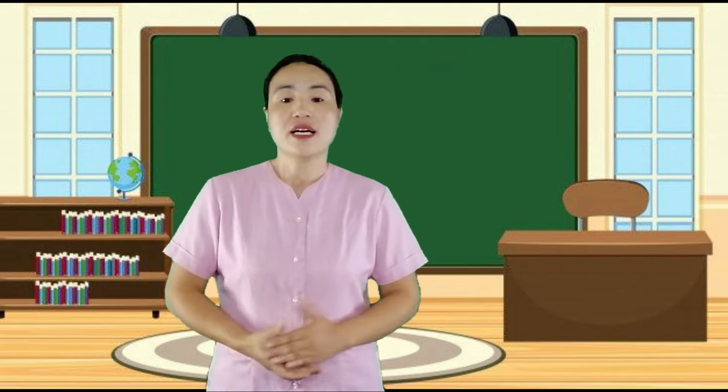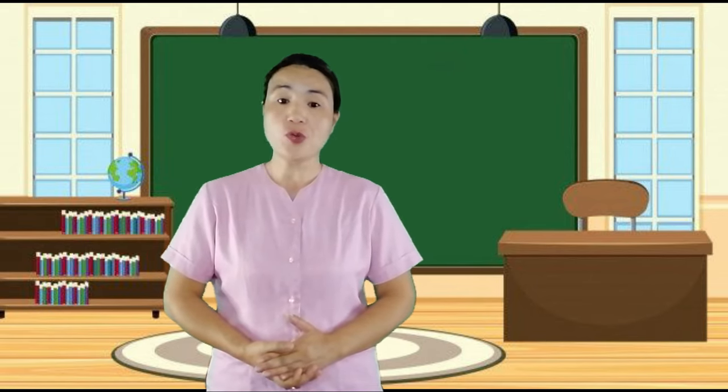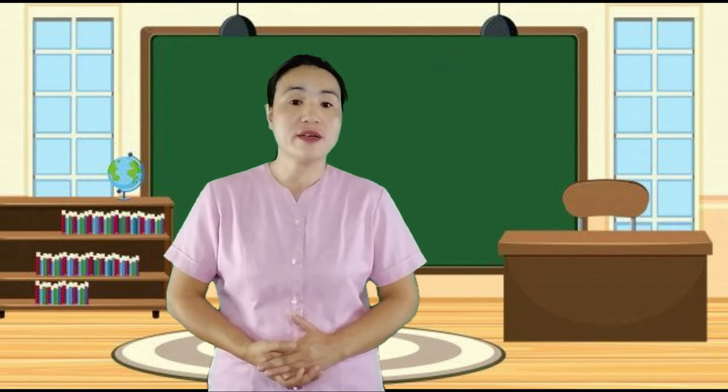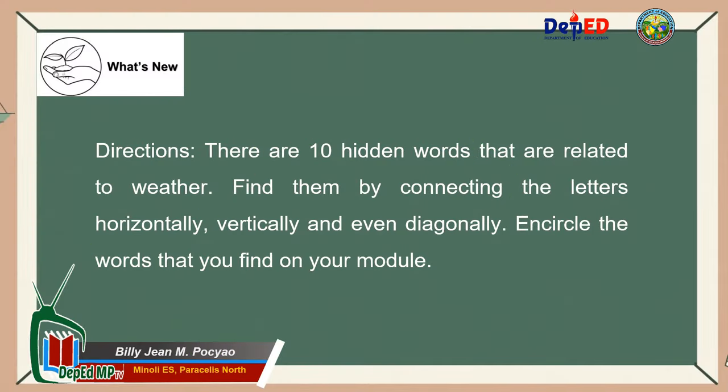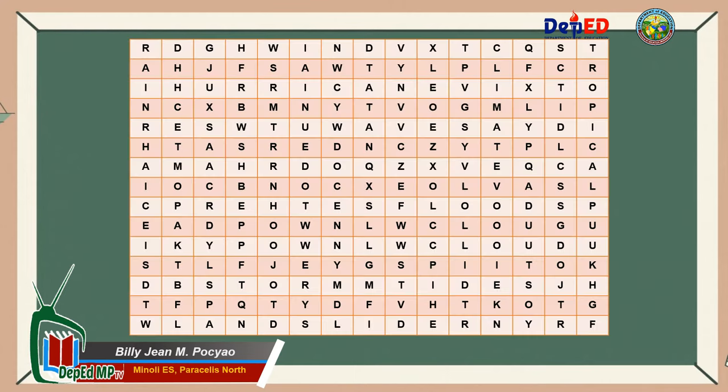This time, let's see if you're familiar with words that are related to weather. Directions. There are 10 hidden words that are related to weather. Find them by connecting the letters horizontally, vertically, and even diagonally. Encircle the words that you find on your module. Here is the word puzzle. You'll have 2 minutes to find the words.